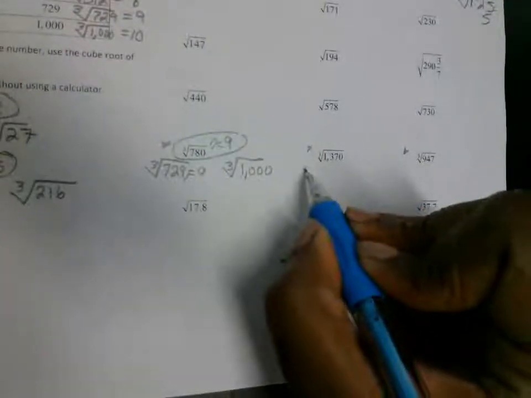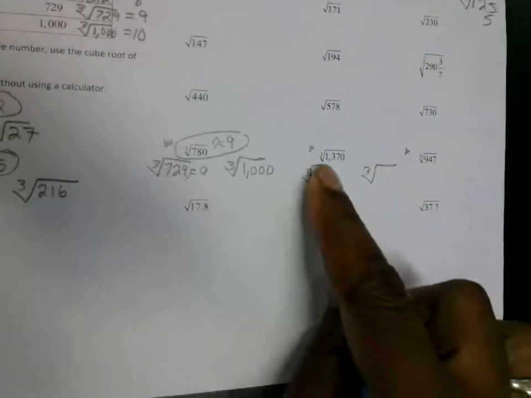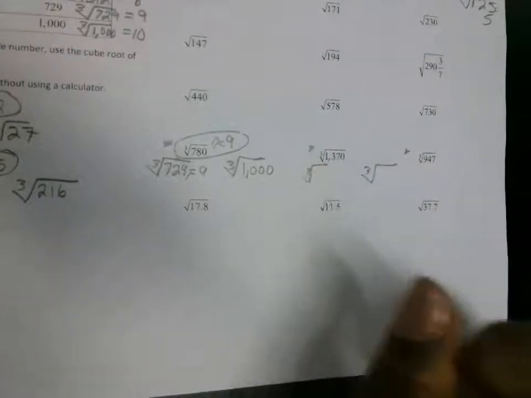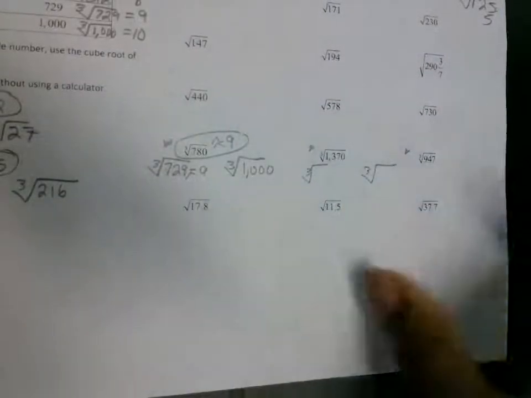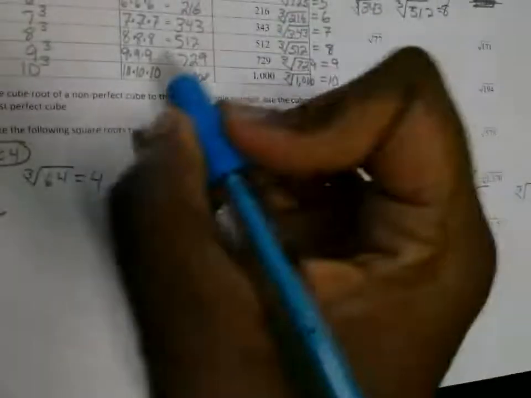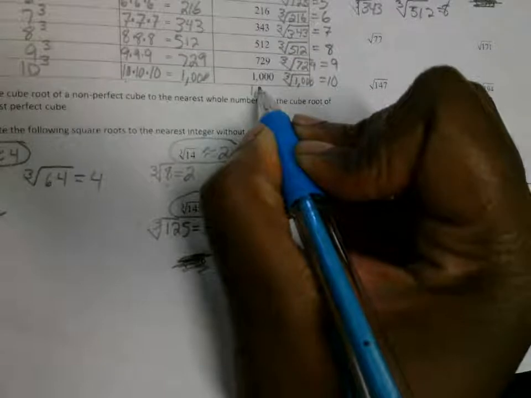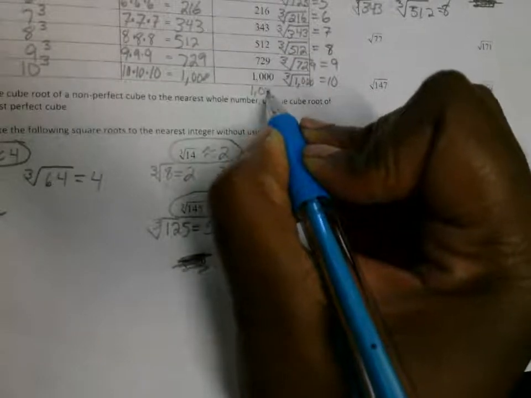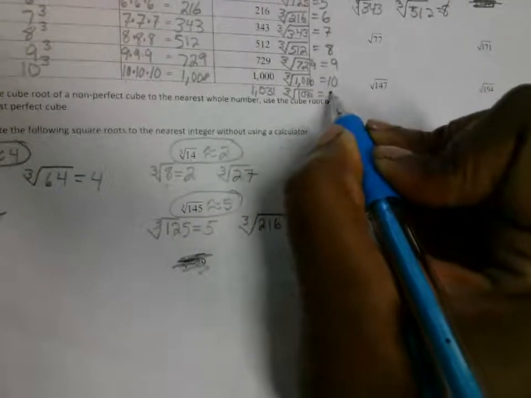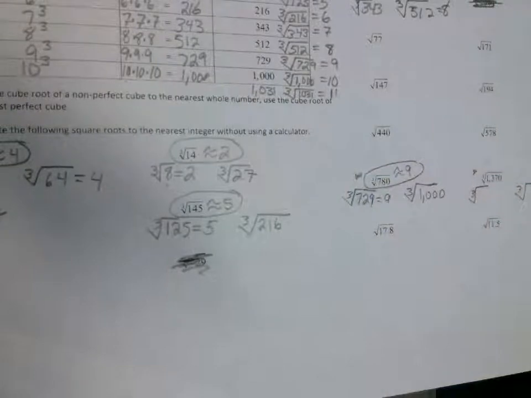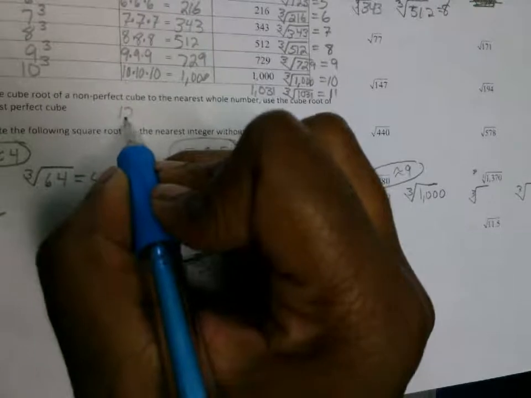Okay, let's do this one. What two perfect cubes is this in between? We need to do 11, right? 11 times 11 times 11. That's 11 to the third power. What was 11 to the third power equal to? 1,031. So the cube root of 1,031 is 11. Is that big enough? No. So let's do 12 to the third. What's 12 to the third power? 12 times 12 times 12.